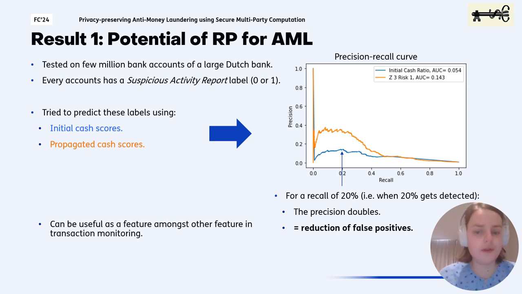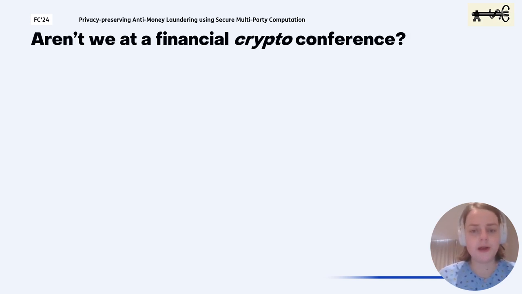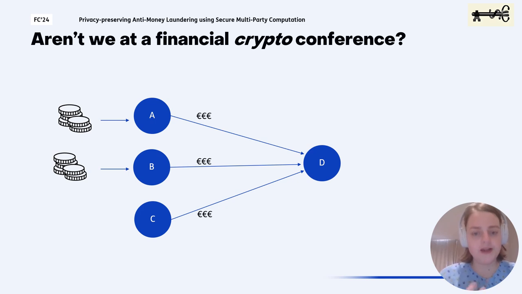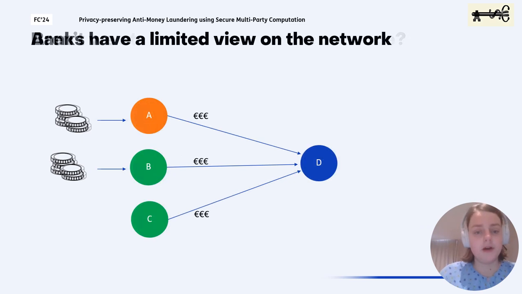Okay, this is a very nice result. So we have the potential of some algorithm for anti-money laundering. But you might wonder now, aren't we at a financial crypto conference? So where's the crypto? So here it comes. If we look at this scenario, someone tries to obfuscate risky money or cash through many accounts, then you can probably imagine this won't happen within one bank, but will probably happen on multiple banks. So, for example, account A is at the orange bank, B and C are at the green bank, and D is at the blue bank.